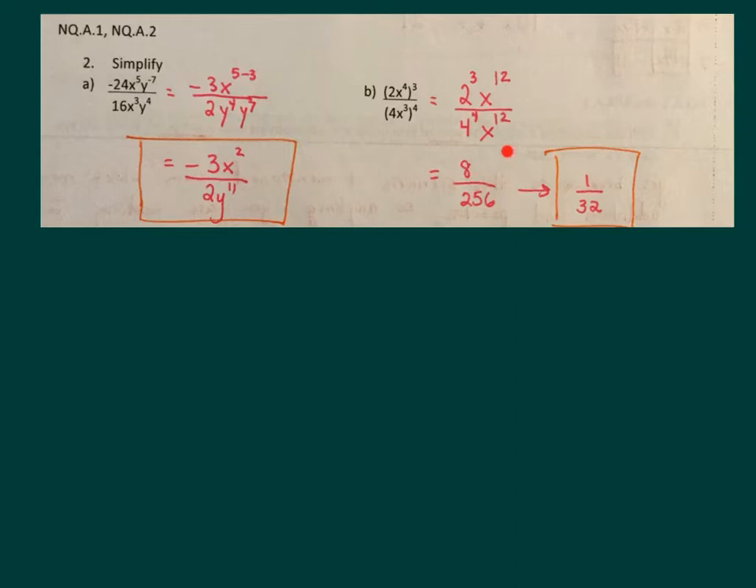Over here, I had to do some work before I could jump into that, so I distributed that 3 through, which gave me a 2 to the 3rd and x to the 12th, because 4 times 3 equals 12. Down here on the bottom, I also got 4 to the 4th. I had to distribute, and x to the 12th, because 3 times 4 equals 12. So my x's went away because I had the same thing on top and on bottom. Then I simplified 8 over 256, which simplified cleanly to 1 over 32.